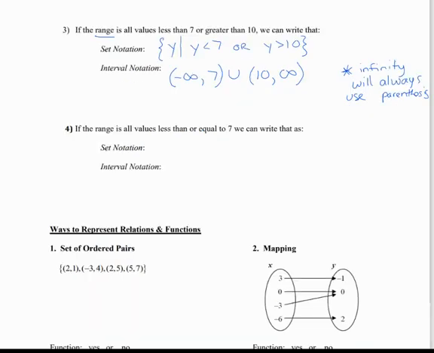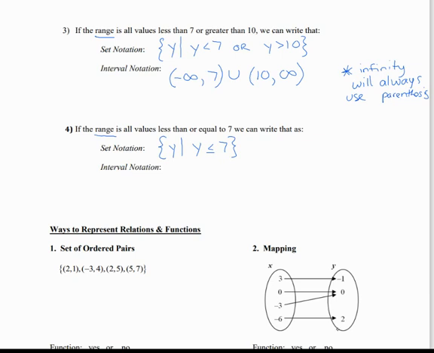All right, number 4 says if the range is all values less than or equal to 7. So I want to give you a minute to pause this, try this one on your own, and then go ahead and resume with play, and I'll walk you through it. Okay, so if the range is all values less than or equal to 7 for set notation, we use our braces. Again, it's the range, so we use y such that, and all values less than or equal to 7 is simply y less than or equal to 7.